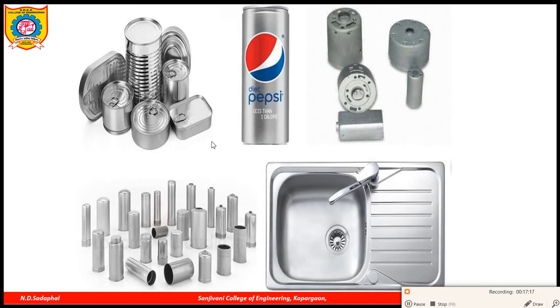These are kitchen utensils. You can see this is a tiffin box. It is made by the drawing process. Then here a glass is shown, or this Pepsi bottle, it is made by the deep drawing process. This basin pot is made by a drawing process. Some other kitchen utensils are shown here, made by a drawing process.